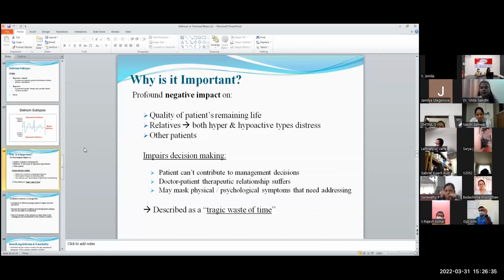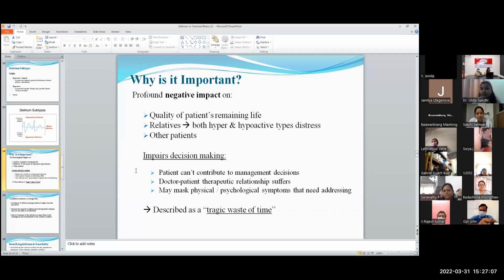The cognitive functions are not intact, and that impairs decision making. So when we talk about shared decision making in a palliative care setting, we need the patient's input as well. If the patient's cognition is impaired, the patient would not be able to give their input. So the autonomy gets disrupted. That is why it is important, again, to manage delirium.